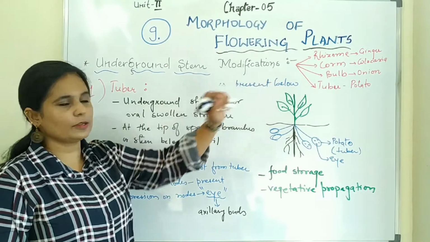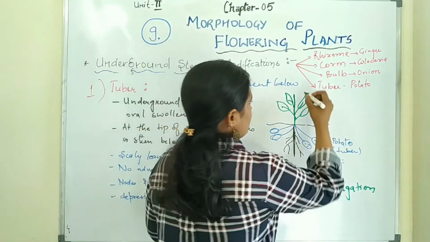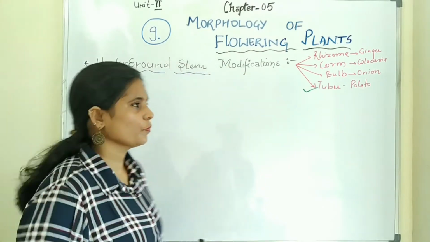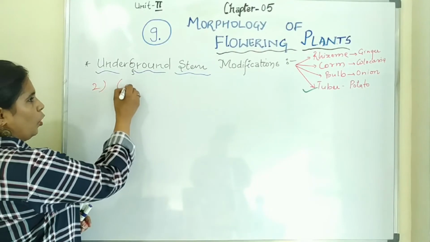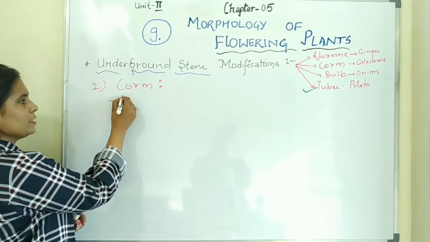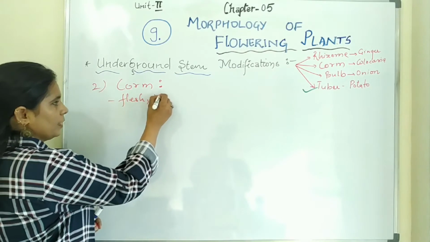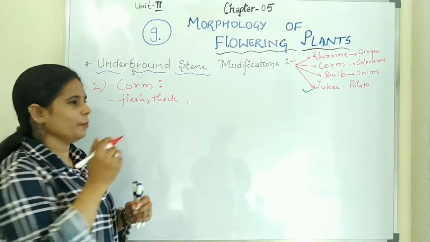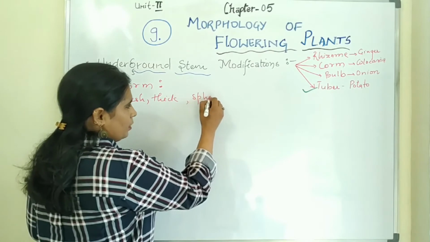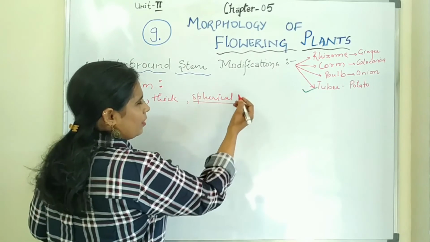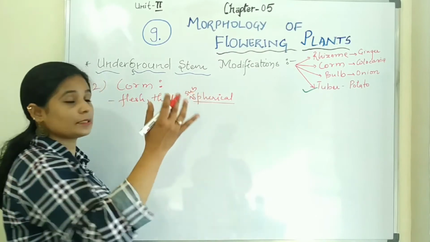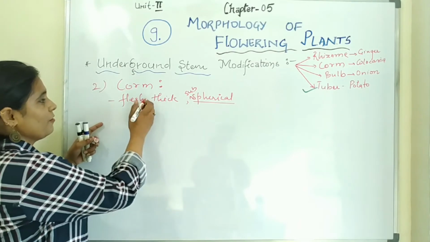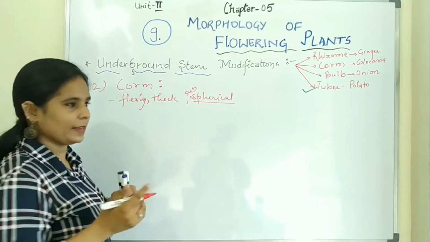Next we are going to discuss the corm. So we have discussed this. Now let's talk about corm. So the next one is corm. Again, it is fleshy, thick. They will be of different shapes. Mostly they are spherical, you can say subspherical, because they are not exactly spherical, they have a little bit of that spherical shape. So fleshy, thick, subspherical structure.